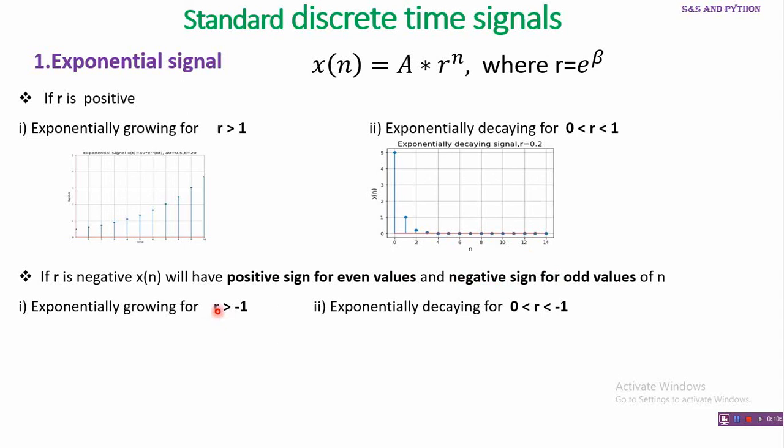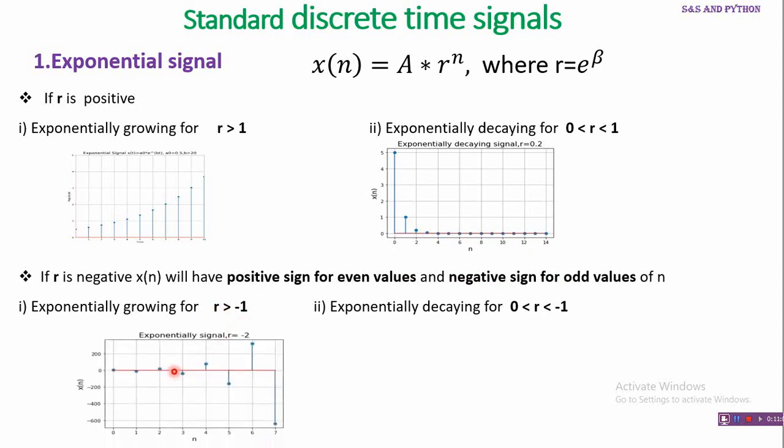Further, if r is less than -1, we will have an exponentially increasing signal, but alternately positive and negative values of the signal. For all even values of n, we will have positive values for the signal, and for all odd values of n, we will have negative values of the signal. And as n increases, it is exponentially growing.